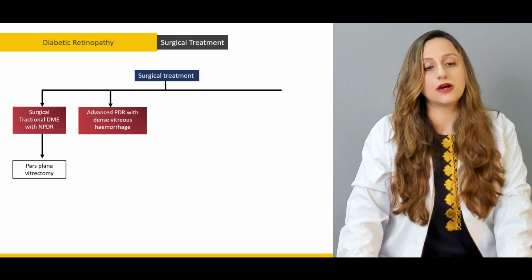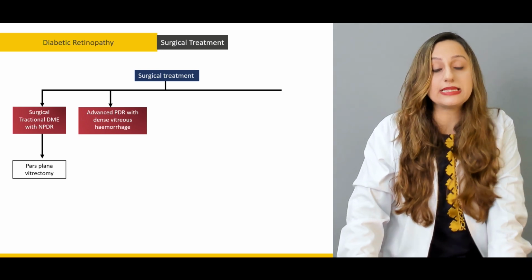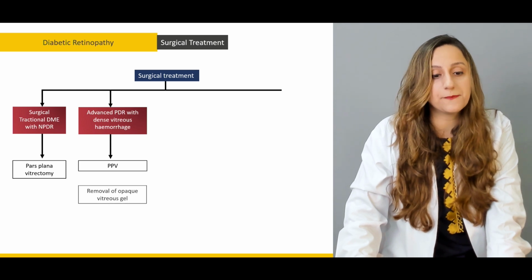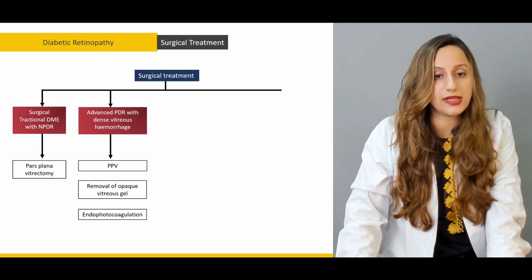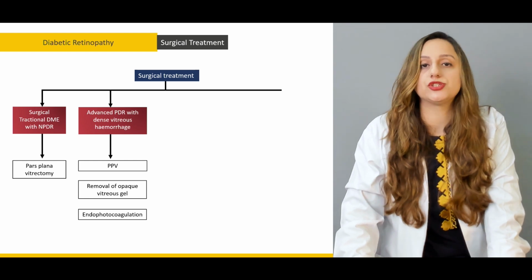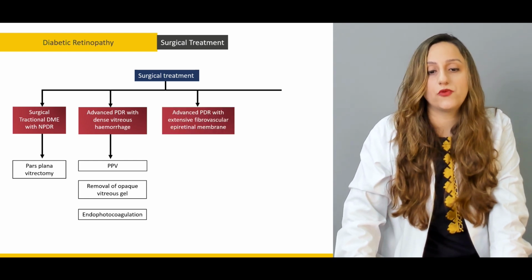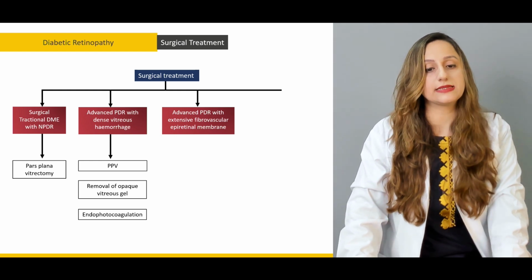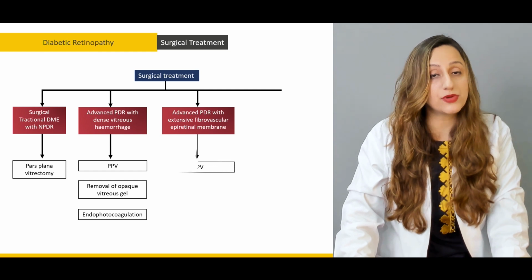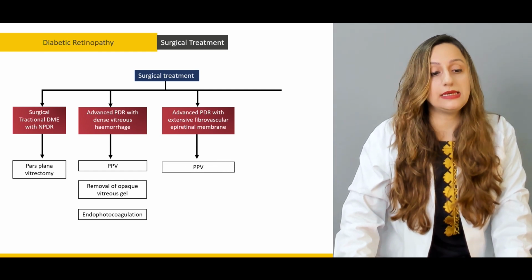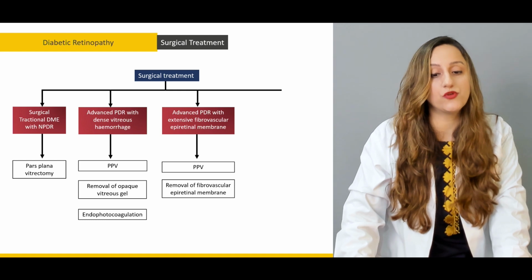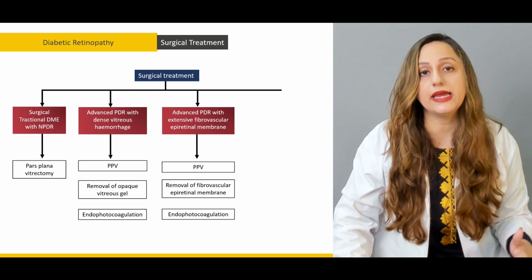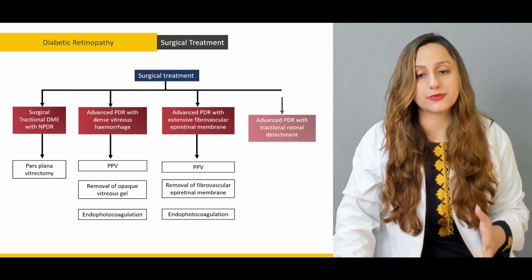The advanced proliferative diabetic retinopathy with dense vitreous hemorrhages involving again the pars plana vitrectomy and the removal of the opaque vitreous gel. Endophotocoagulation, that is involving the complete retina. Advanced proliferative diabetic retinopathy with extensive fibrovascular epiretinal membrane. Again, we're going to perform the pars plana vitrectomy, removal of the fibrovascular epiretinal membrane, and at the end, we're going to perform the endophotocoagulation in this patient.